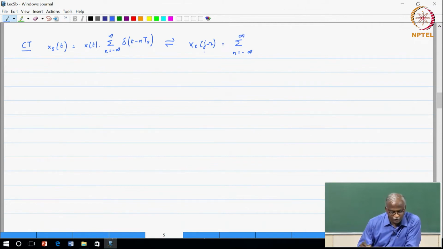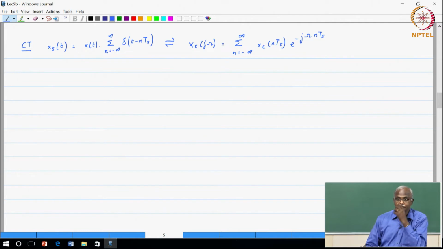Basically, if I were to do the Fourier transform of this, you will find that when I apply the integral to the Dirac delta, the expression that I will get is summation n equal to minus infinity to infinity xc of nTs, that will be the value of the function, and e power minus j omega nTs. The integral will leave you behind with just the summation. Okay. So, basically I am taking the Fourier transform of xs of t, which is the expression on the right hand side.